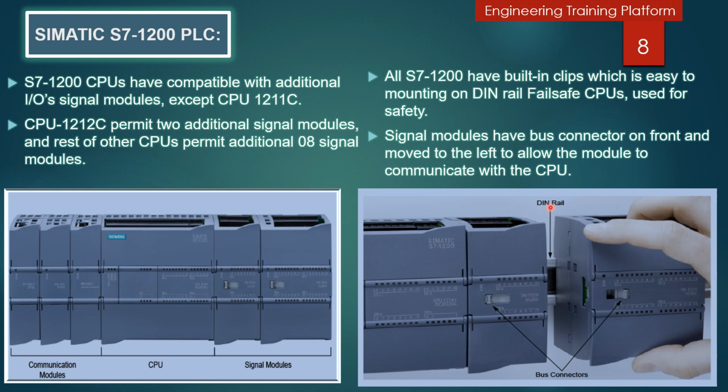Here you can see in the picture, these are the DIN rail where you are going to install the modules, and these are the bus connectors. When you move the position from left to right, it will allow you to connect with the DIN rail. And for the communication, these are the bus connectors. When you move these bus connectors to the left, it will allow your modules to communicate with the CPU.